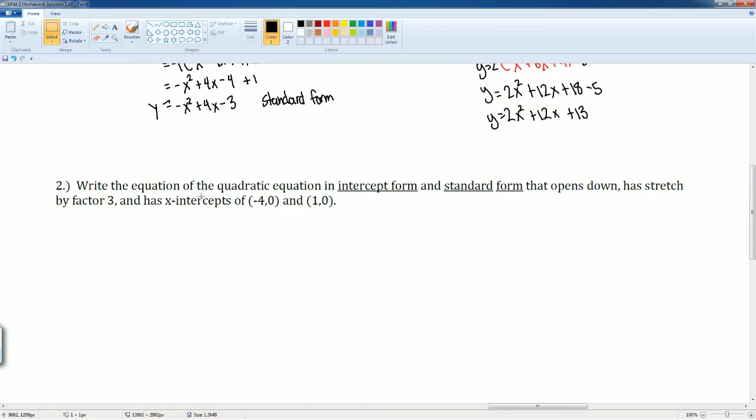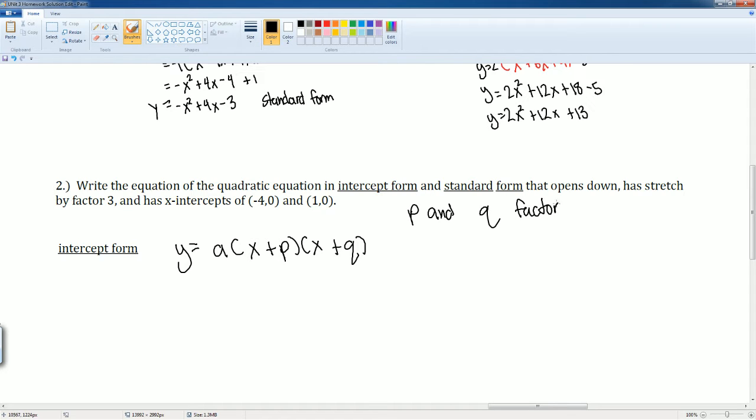Okay, listen very carefully. You're trying to get it into intercept form, into standard form. So let me explain to you what intercept form is. Intercept form will look something like this: y is equal to a(x + p)(x + q). P and q are your factors. Then in the end, you want it in standard form. You already know what standard form looks like.